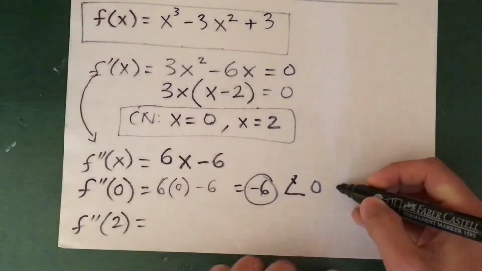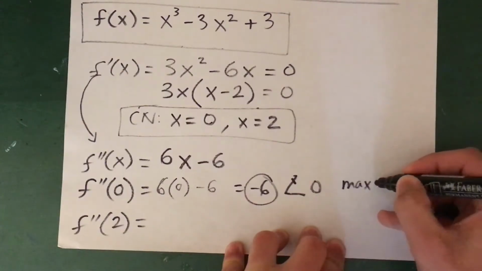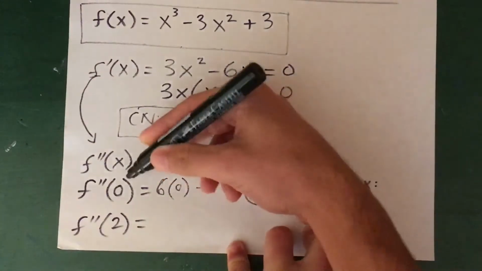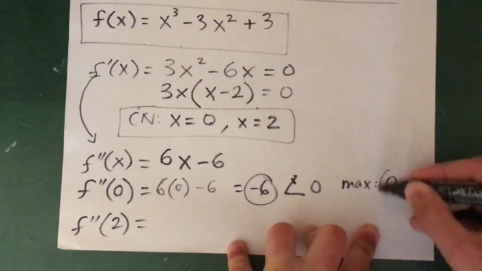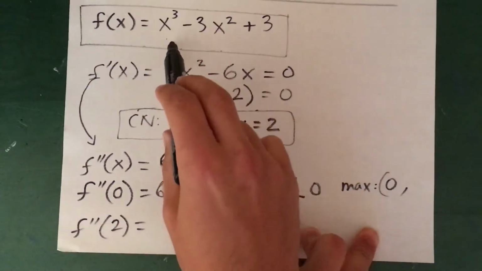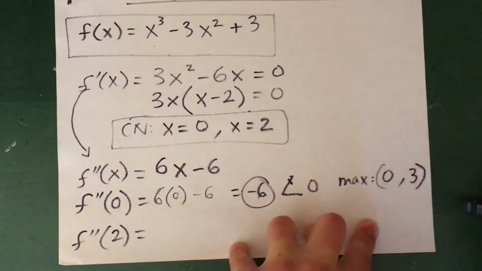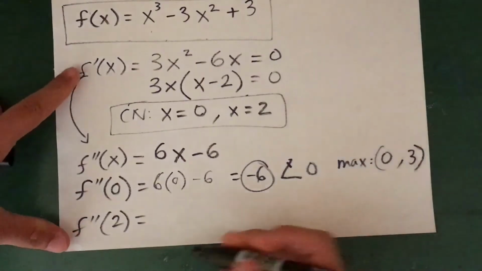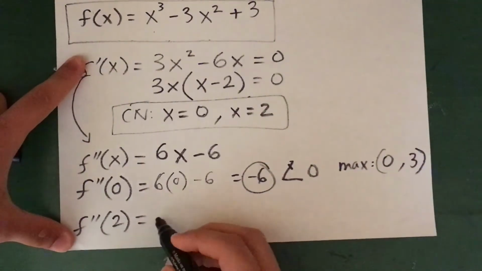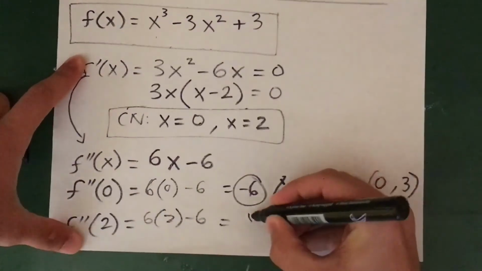That means we have a maximum at x equals 0, and then we substitute 0 inside the original function, and we get 3. So 3 is our max. And now for the minimum, let's find out. f double prime of 2 is 6 times 2 minus 6, and that would be 6.